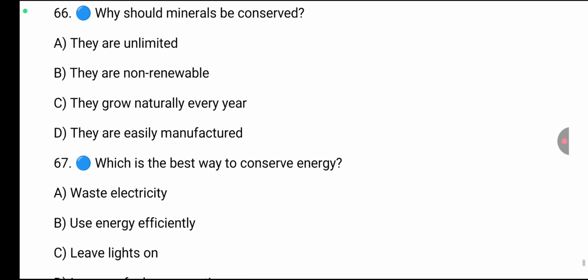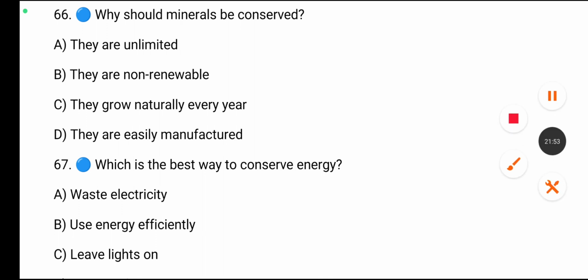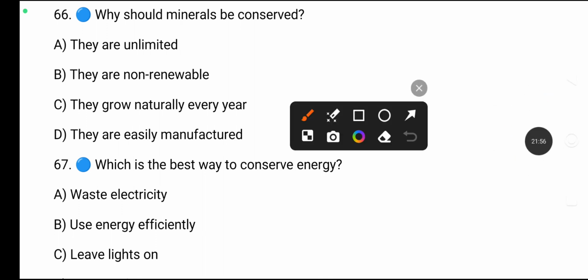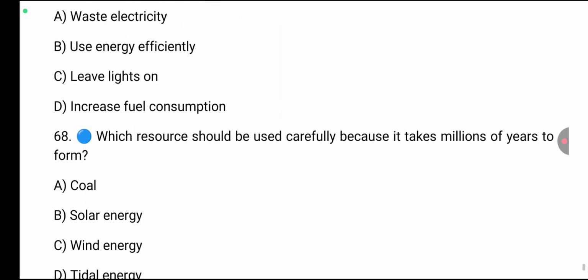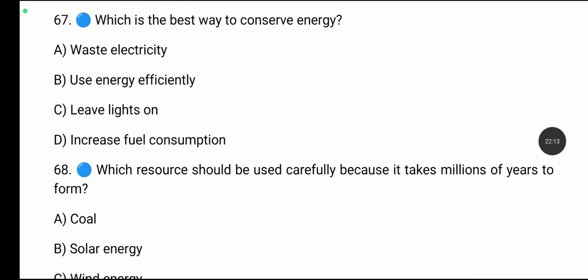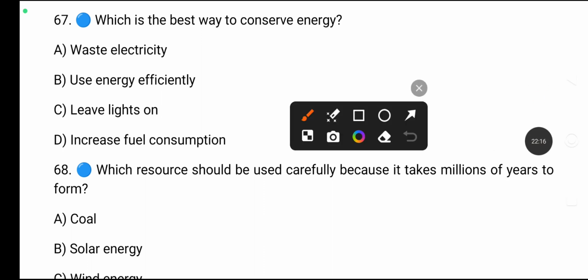Now moving on to question number 66. Why should minerals be conserved? They are unlimited, they are non-renewable, they grow naturally every year, they are easily manufactured. They are non-renewable. Now moving on to question number 67. Which is the best way to conserve energy? Waste electricity, use energy efficiently, leave lights on, increase fuel consumption. That is use energy efficiently.